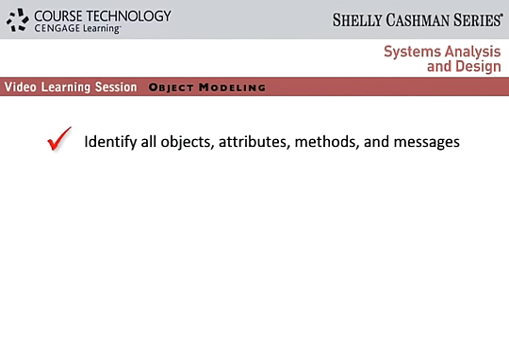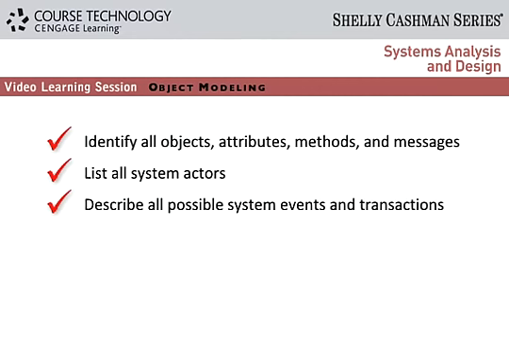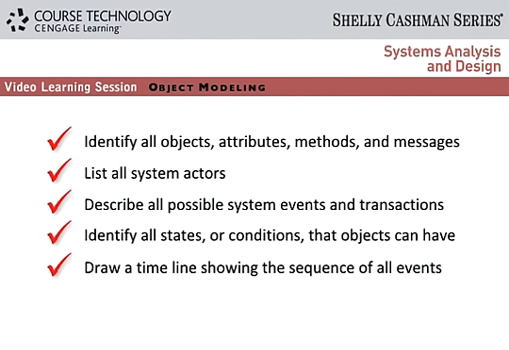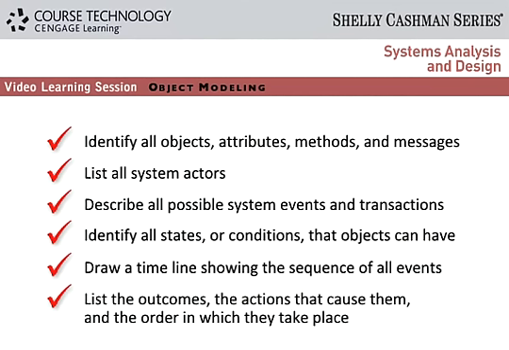First, you identify all the objects and describe them. Then, list the actors who are using the system. Describe all system events and transactions, and the states or conditions that objects can have. You'll also need a timeline to keep things in order. And you'll need to identify the outcomes, the actions that cause them, and the order in which they take place.